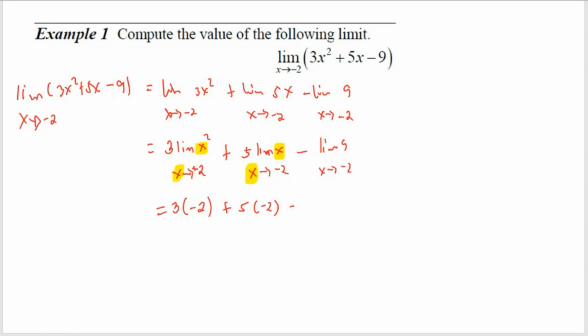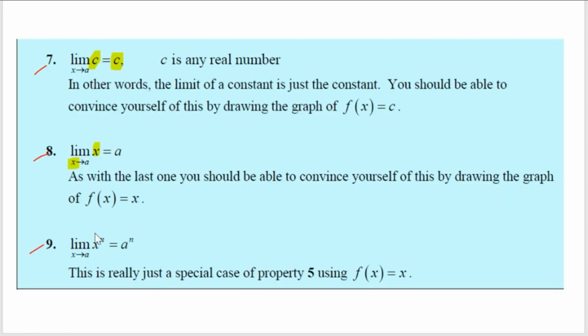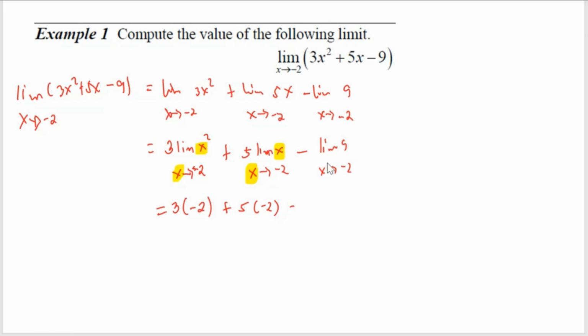So which property are we going to use? The limit of 9 as x approaches a. So 9 there is a constant, okay, not a variable. Therefore, the limit of a constant as x approaches a, where a can be any real number, must be a constant. So in that case, the answer for the third term is a constant, which is actually the value of 9.